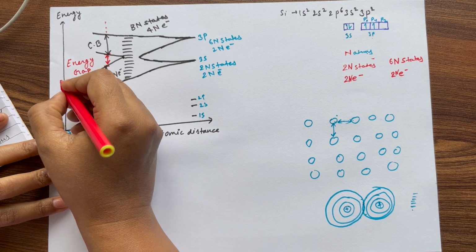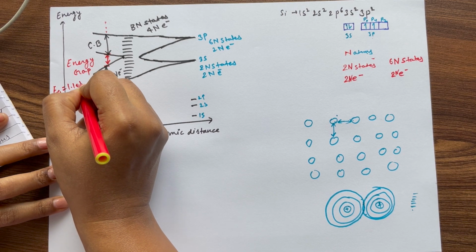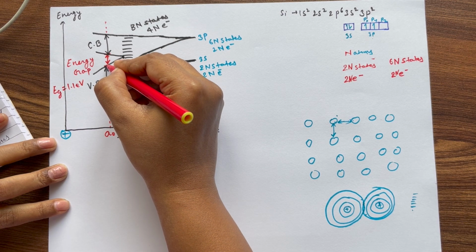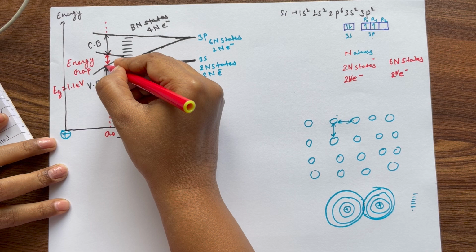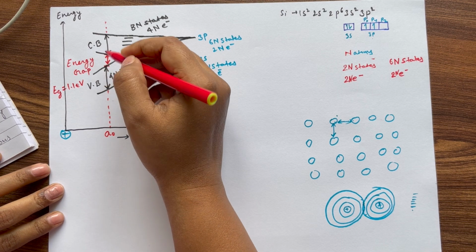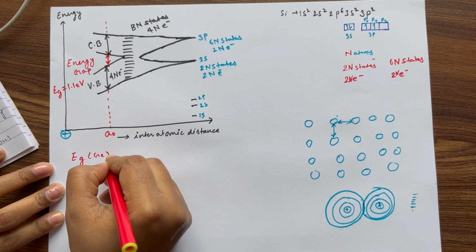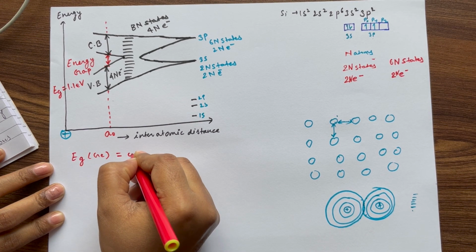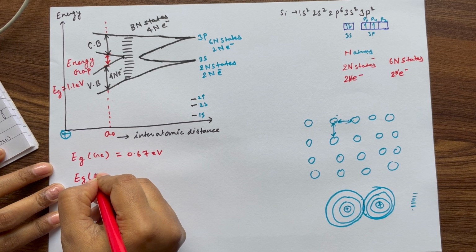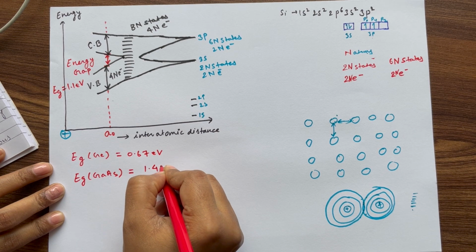This energy gap for silicon material is 1.1 electron volt. That means we need 1.1 electron volt of energy for an electron to move from valence band to conduction band. This energy gap for different materials can be different. For example, the energy gap for germanium is 0.67 electron volt. Energy gap for gallium arsenide is 1.43 electron volt.